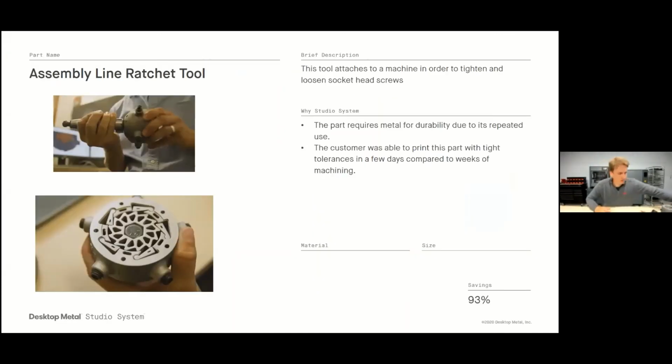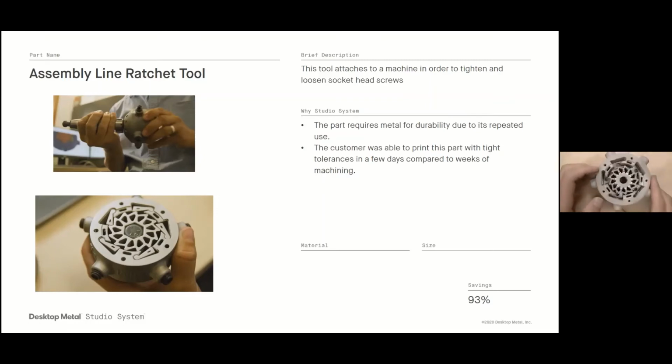Another part I have with me here today is this pretty cool ratcheting tool for a manufacturing environment. This tool actually goes up into the spindle and is used for tightening and loosening screws on fixturing. Of course, this part needs to be metal because it's having tons of repeated use.